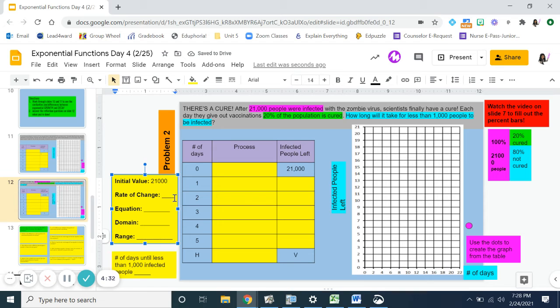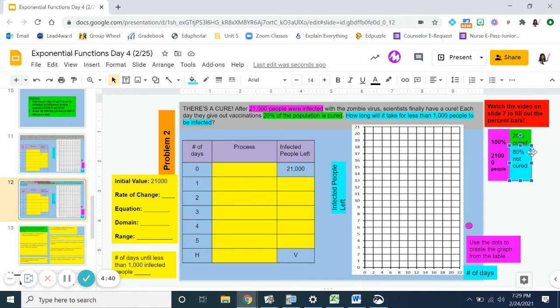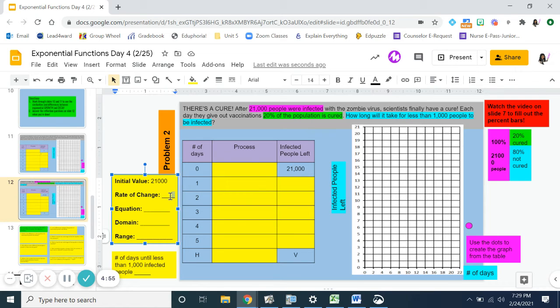And our rate of change, now remember, this is the people who are infected. So our rate of change comes from those people who are still not cured, okay? That's 80%. But in order for me to put it into an equation, I actually have to change that 80% to a decimal. So 80% as a decimal is 0.80. Okay. So that's my multiplicative rate of change.